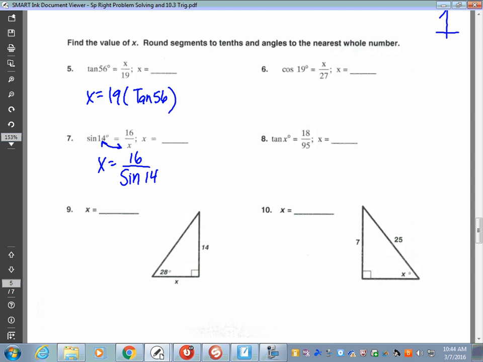What about number 8? X equals inverse tangent of 18 over 95. Good job. All right, we're starting to see the patterns. Guys, repetition does work sometimes.